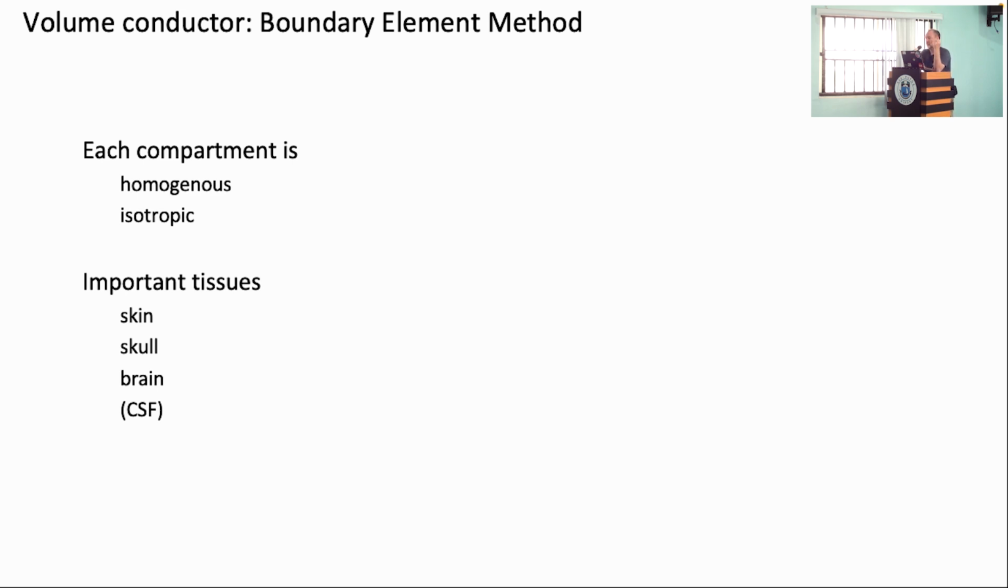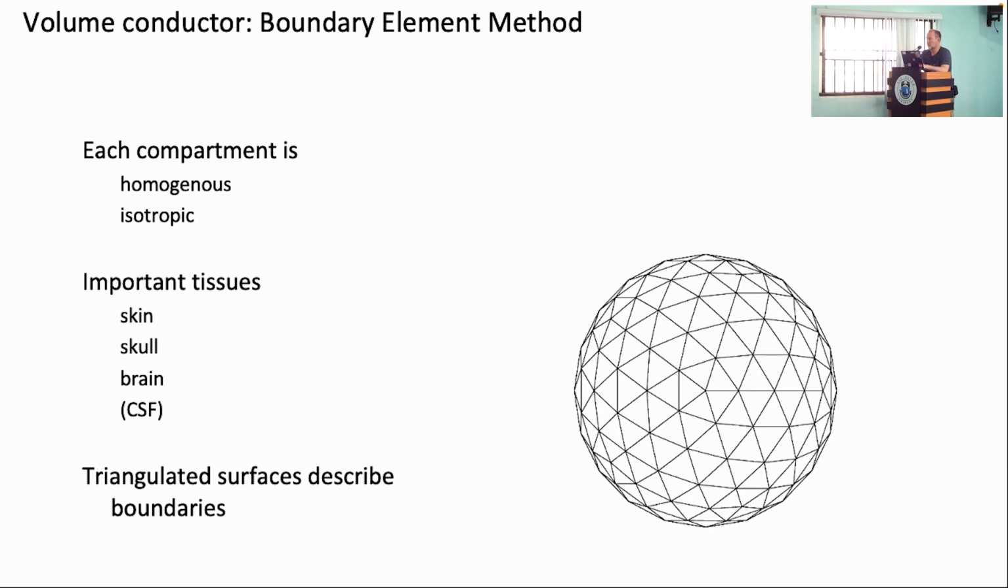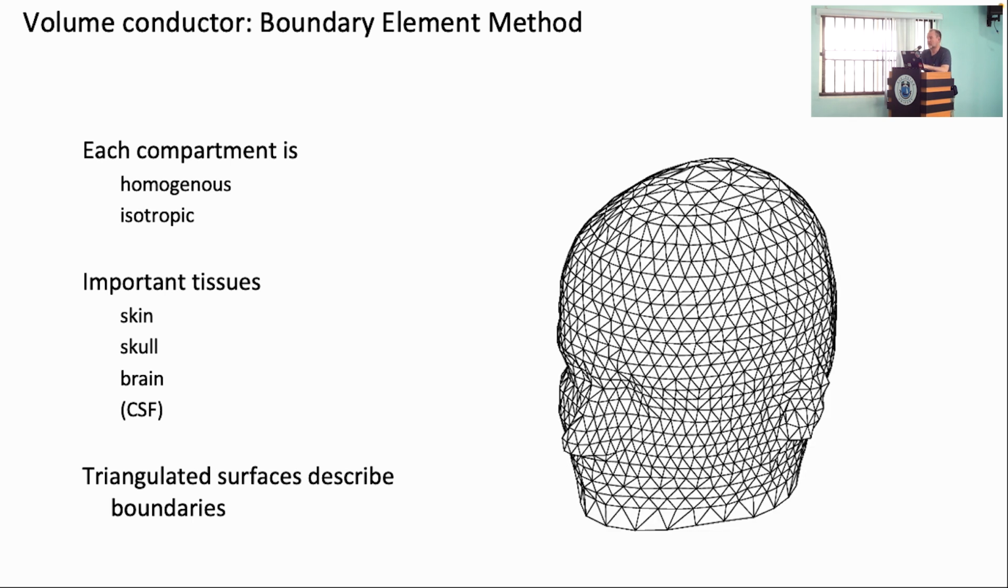But in general, we say the CSF is just part of the brain. Also here, I'm not making a distinction in the brain between gray matter and white matter, even though white matter has more fatty content, so the conductivity is slightly lower. White matter also has a fibrous structure, so the conductivity depends a little bit on the direction in which the currents are flowing. But this is something that the BEM is not very suited for. What we then do is make triangulated surfaces to describe these boundaries. Triangles are really convenient because with triangles I can make arbitrary shapes. I can use triangles to make a cube or a sphere or a realistic shape such as a head.